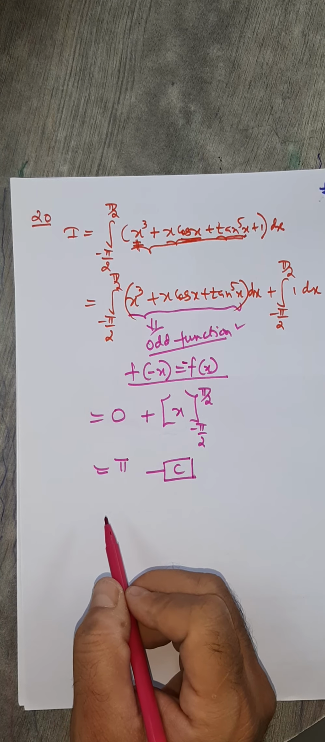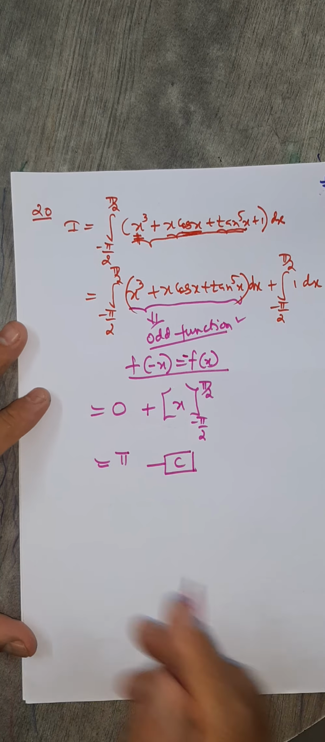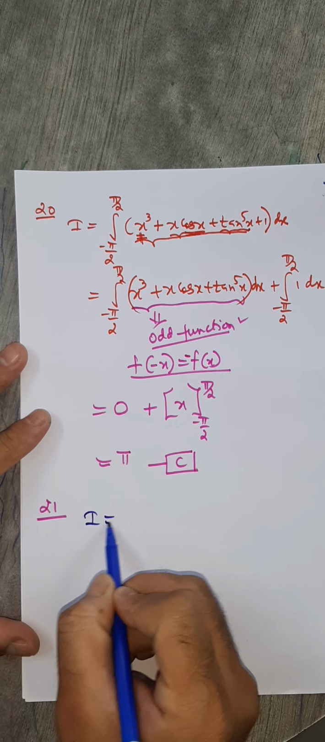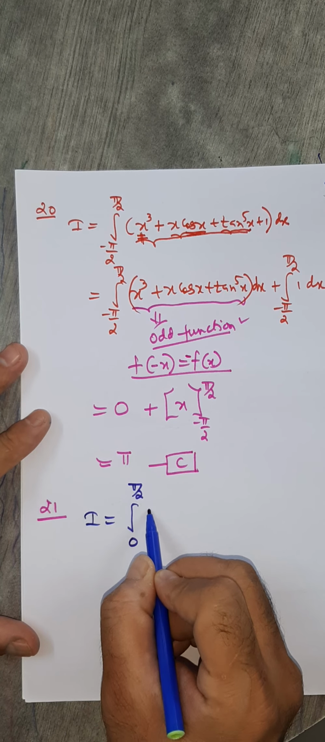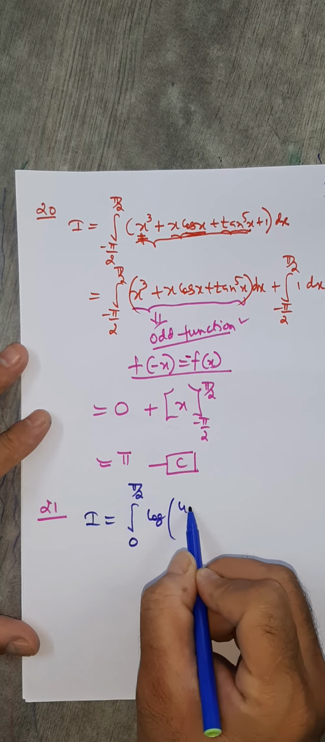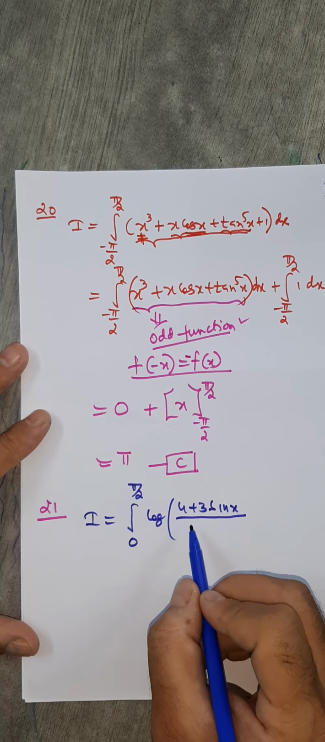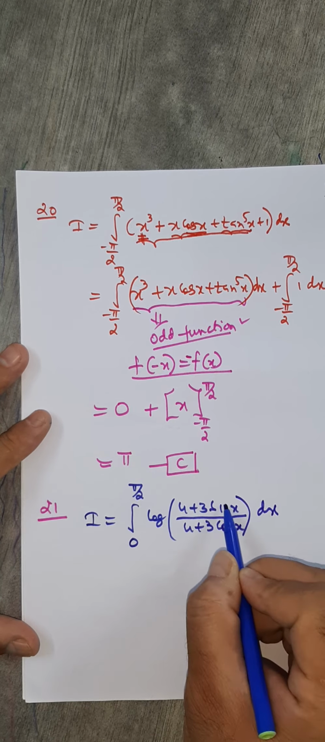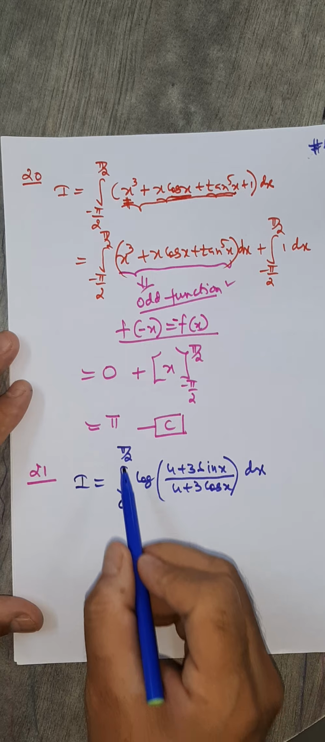Okay. Next question. Let's see question number 21. Let me call this I. Always start with I when you are working with a definite integral. Integral 0 to pi by 2 of log of (4 plus 3 sin x) upon (4 plus 3 cosine x). Now this seems to be a very complicated expression. You cannot handle it by indefinite integral.